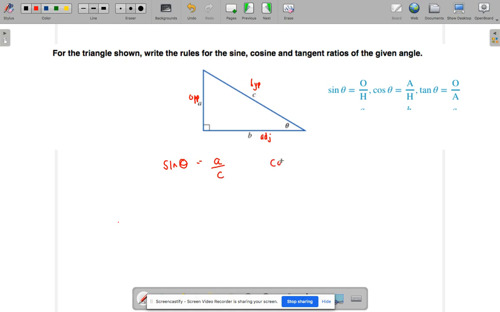Cosine theta, okay, is adjacent over hypotenuse. The adjacent is B, the hypotenuse is C, so cosine theta would be B over C. Tan theta equals opposite over adjacent, so that's A over B. Okay, so there are the three ratios for this given triangle.